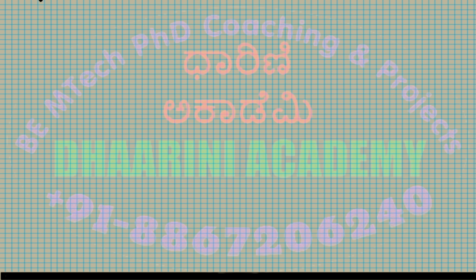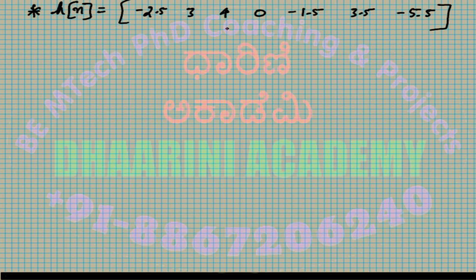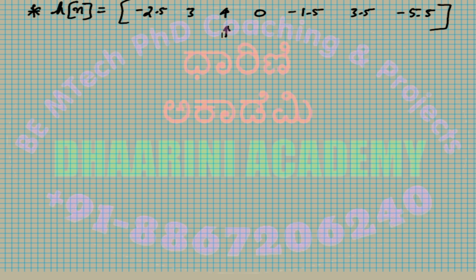All right, let me give a function so that you can represent it using the delta function. The samples are: this is minus 2.5, this is 3, then 4, 0, minus 1.5, this is 3.5, minus 5.5, and this is the 0th index. Please try to represent this using the delta of n function and then we'll verify.